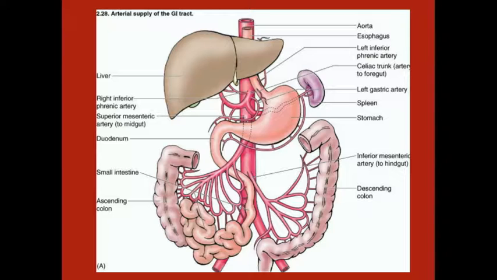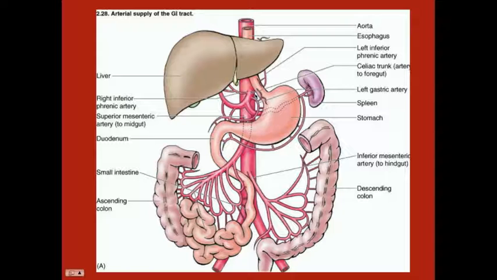All right, so this is your mesenteric circulation, highlighted. And in your mesenteric circulation, we're talking about three major arteries, trunks that come off of your abdominal aorta, and those are the celiac trunk, the superior mesenteric artery, and the inferior mesenteric artery.